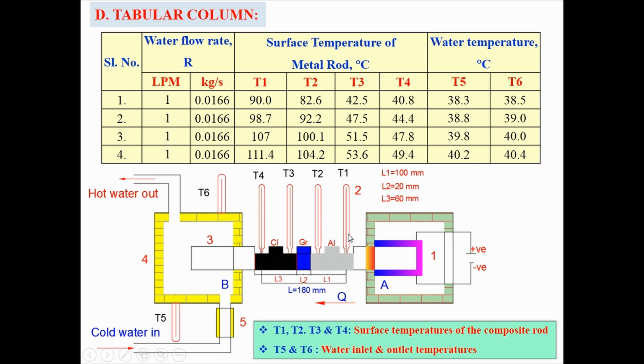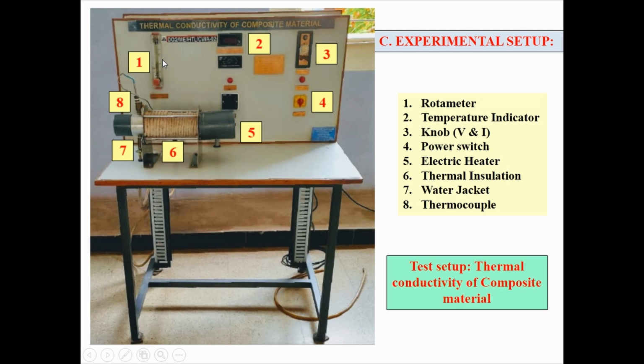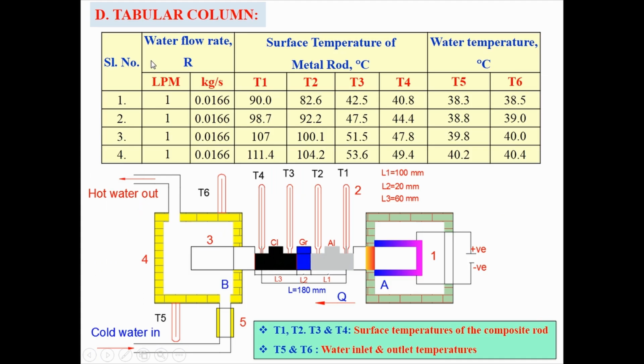So two thermocouples you can see now, one at the aluminium end and another at the other aluminium end. It represents T1 and T2. Next it becomes T2 and T3. Next it is T4. Okay, so now the rotameter reading you have already set as 1 LPM. Is it right? So the rotameter reading is 1 LPM.